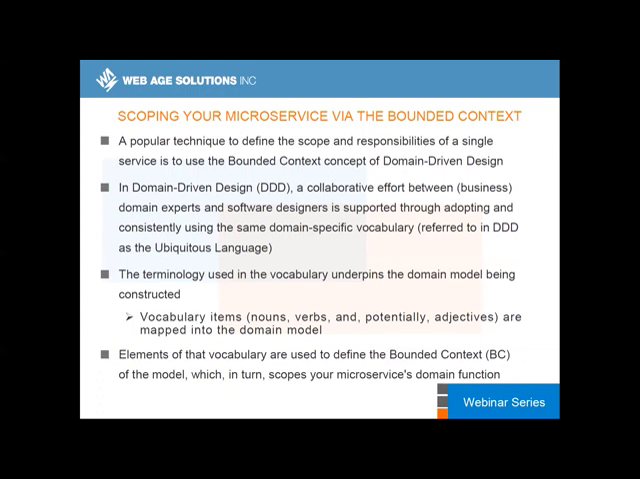So vocabulary is controlled by the bounded context. Essentially, you set up vocabulary which is specific for that domain, and then the bounded context is just naturally, organically built around it.